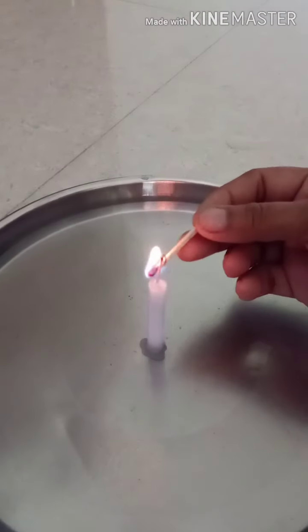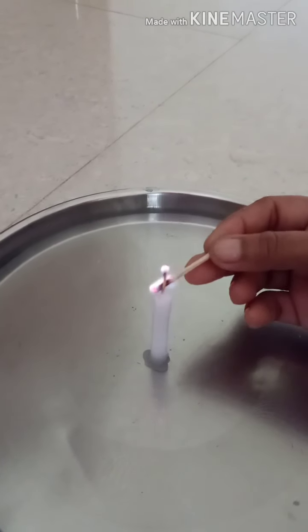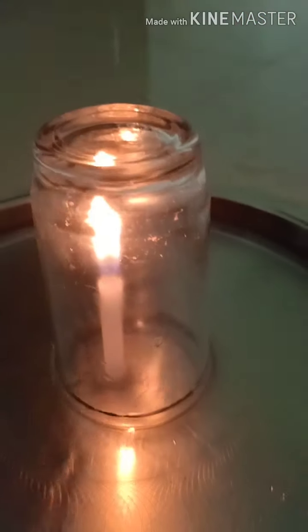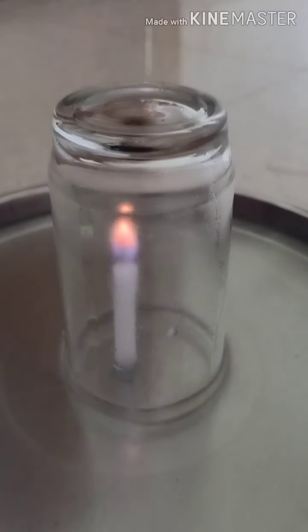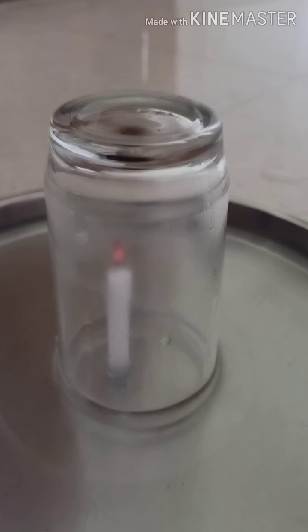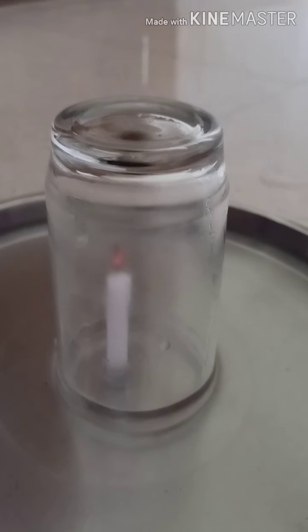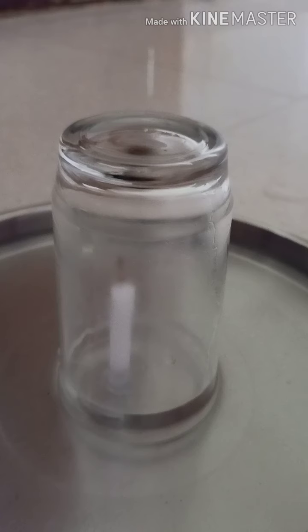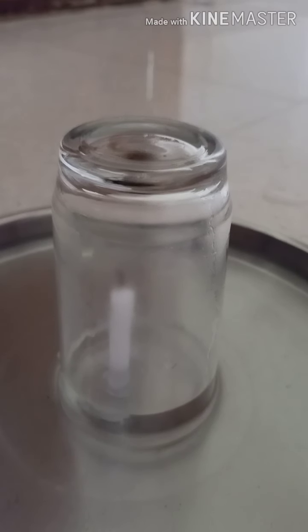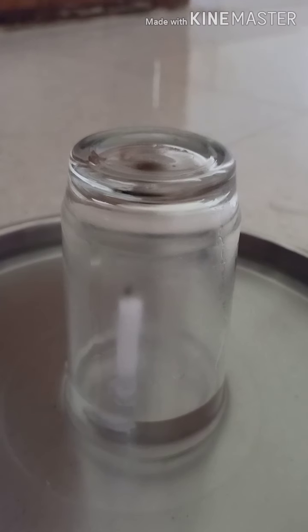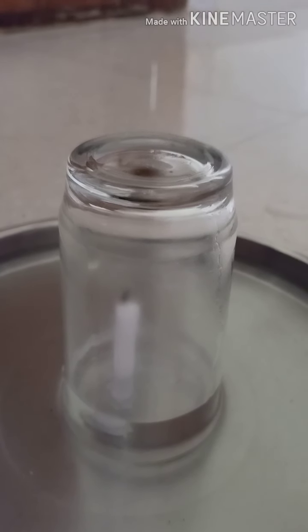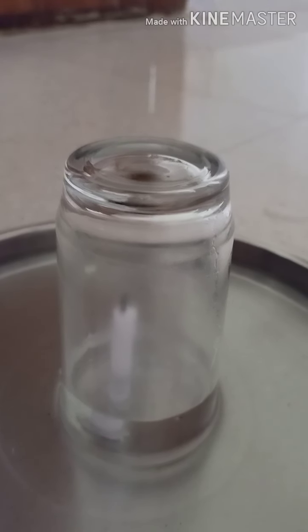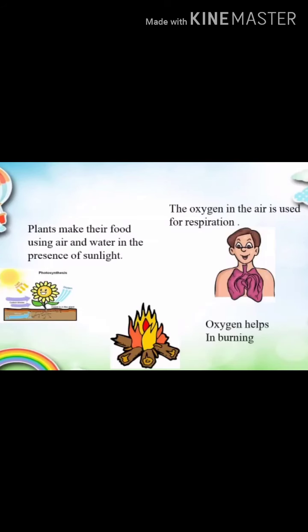Why does this happen? One of the constituents of the air is oxygen. Oxygen is present in the air. What happens? The oxygen in the air is being used up when the water rises in the glass. When that constituent is finished, the candle goes out and the water level stops rising. You can see. Okay students, do you know oxygen is very useful for all of us?